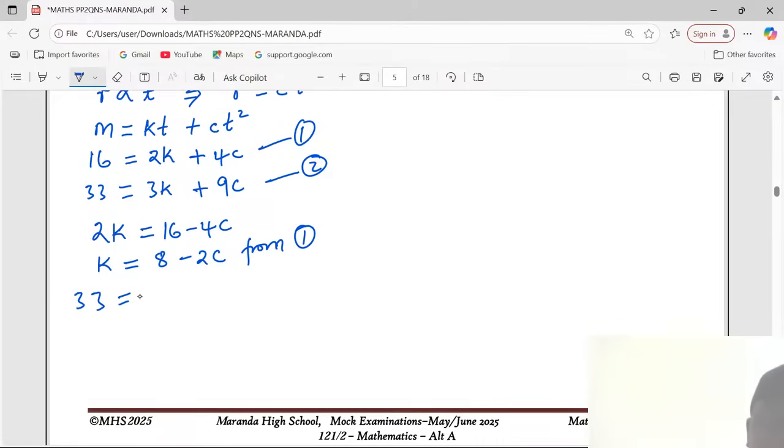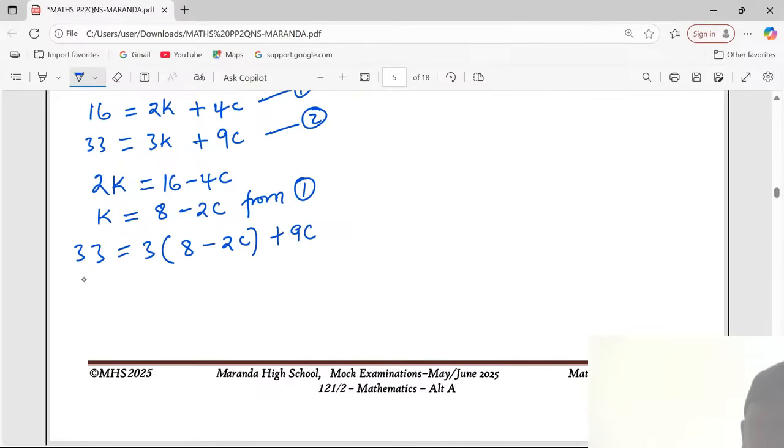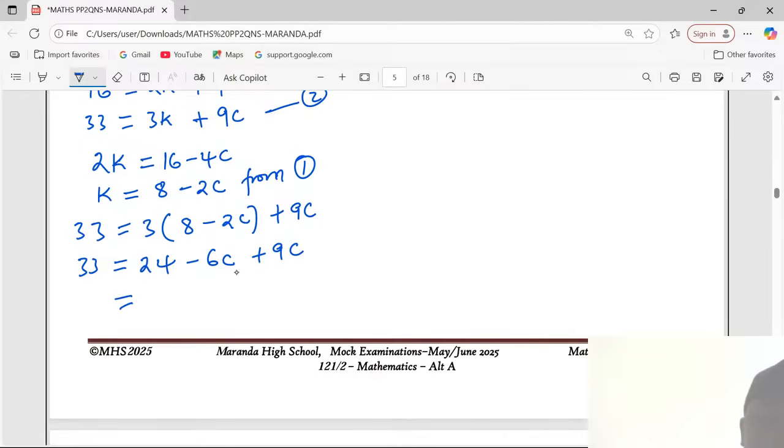33 equals 3 instead of K, 8 minus 2C plus 9C. So equation 2 now has become this: 33 equals 24 minus 6C plus 9C. We can group terms and say the value of 3C equals 33 minus 24, which is 9. So the value of C equals 3.